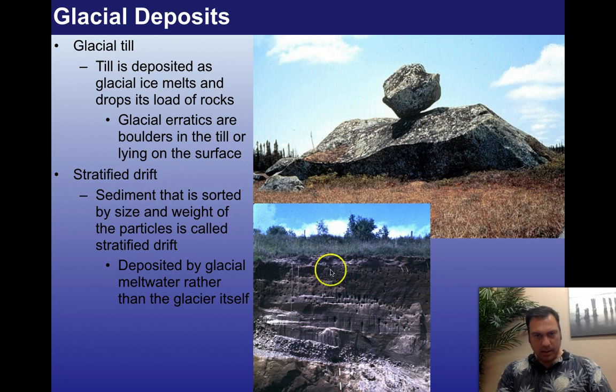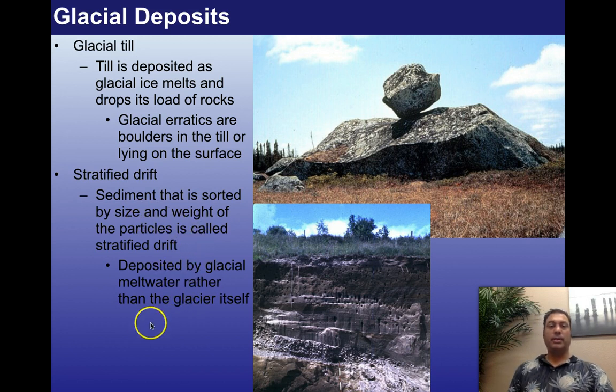Stratified drift, here we see nice layers in the soil horizon. We actually see some cobbles down below, probably from a meltwater braided stream. Sediment that is sorted by size and weight of the particles is called stratified drift. It's deposited by glacial meltwater rather than the glacier itself. In other words, the stratified drift can be deposited some distance away from the actual glacier position itself.